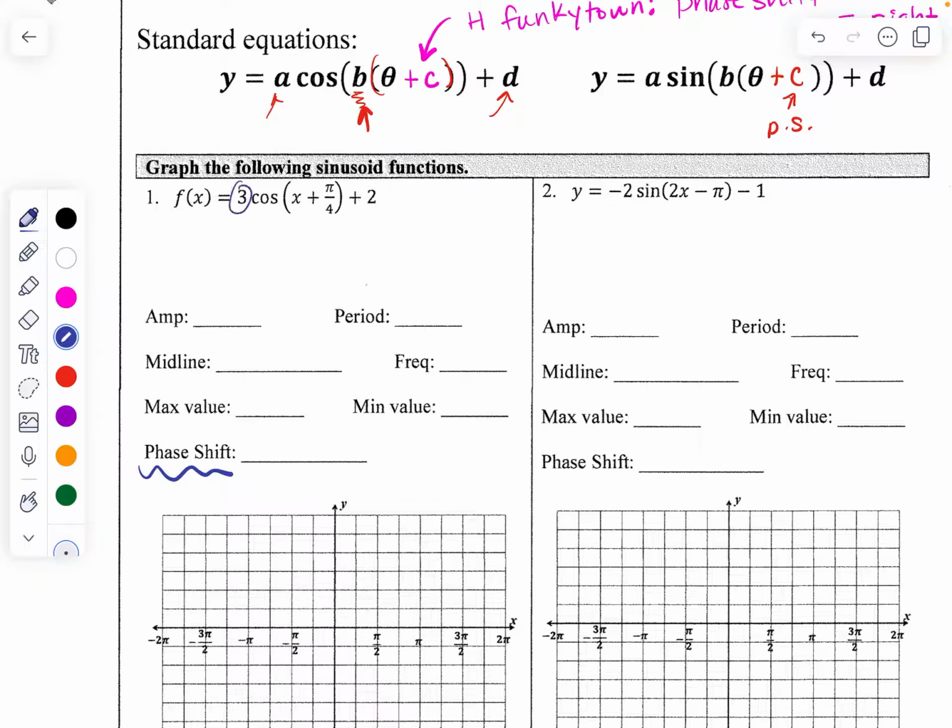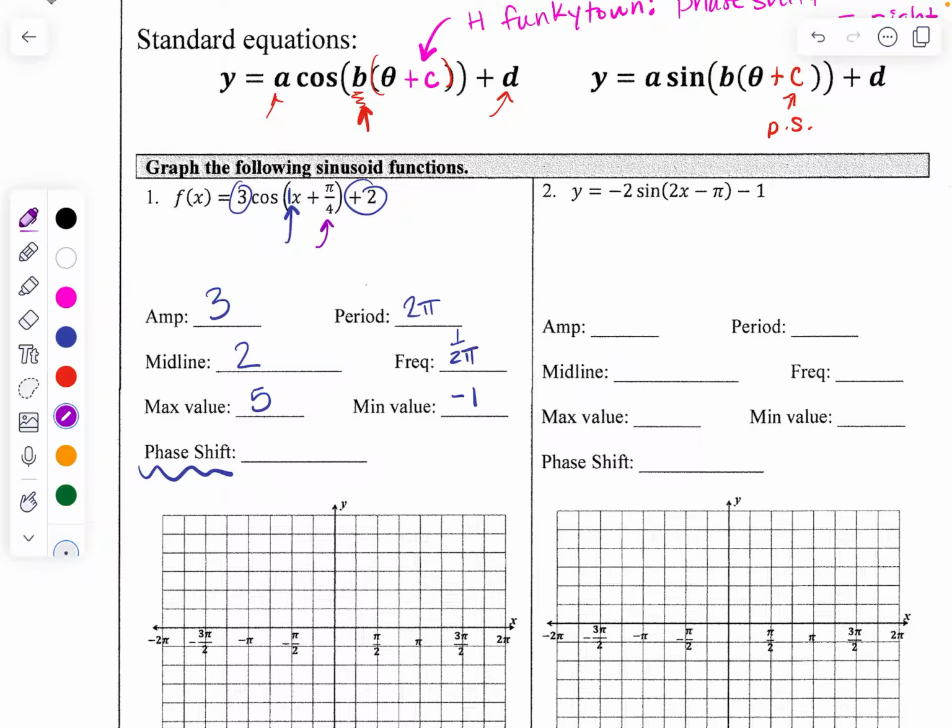So let's look at this. This is our amplitude. Here's our midline. Our midline plus the amplitude is going to be our maximum, and then the midline minus our amplitude is our minimum. There's no B value different. That's a 1, so the period stays at 2 pi, and the frequency is 1 over 2 pi.